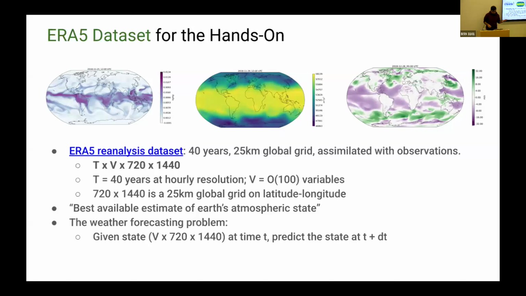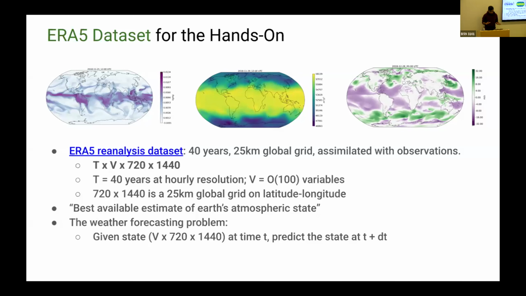And for today, we will be focusing on this example. The data set we're going to be using is called ERA5. It's an open source data set from the European Center for Weather Forecasting. It is a reanalysis data set. What that means is that they've run a physical model, a PDE solver, and then assimilated that with observations continuously, and have generated the weather state over the past 40 years at a 25-kilometer resolution. 25 kilometers is the million pixel resolution that I was talking about.